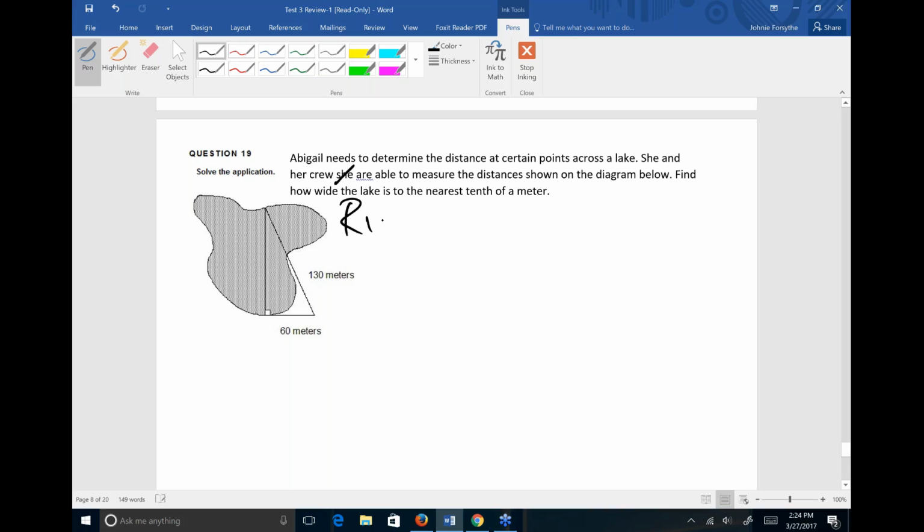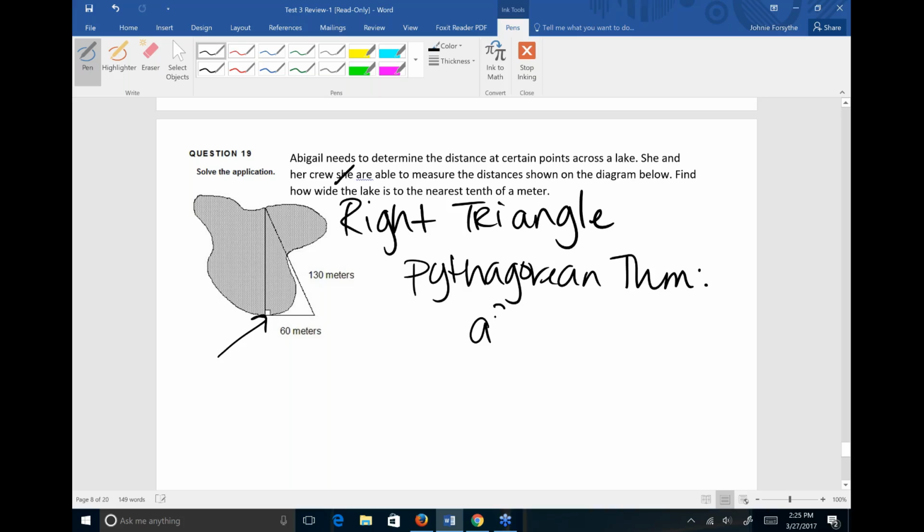That's a right triangle. And the reason why we know that is because of this symbol right here. That's the symbol for a right angle. So it's a triangle with a 90-degree angle. So we use a special theorem called the Pythagorean theorem. And that is a squared plus b squared equals c squared. So a and b are the legs of your triangle, and c is called your hypotenuse.